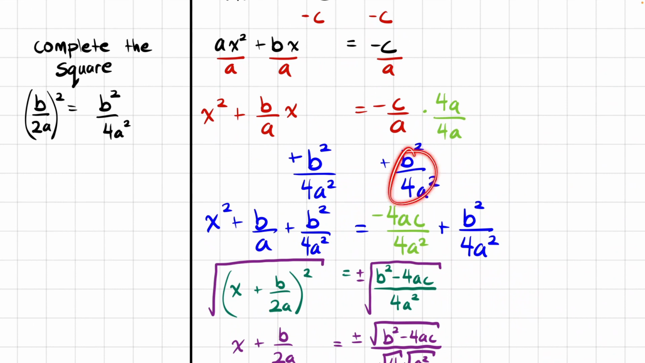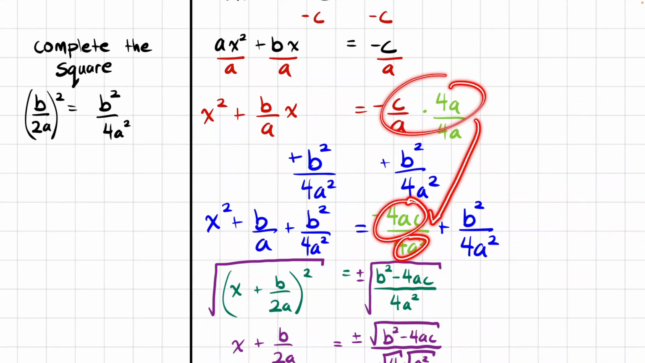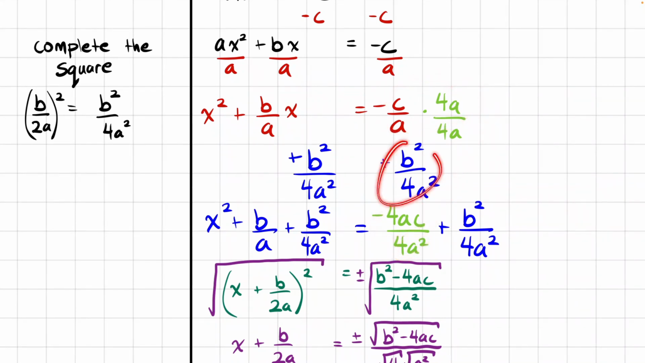In order to add this, I need to have a 4a squared on the bottom. You'll notice that I'm missing a 4 and a squared, so I need a 4 and an a to make this a 4a squared on the bottom. So I multiply by 4a over 4a, and it turns to a negative 4ac over 4a squared from here to here, right? We're all nodding our heads. You're following along. I originally add this b squared over 4a squared, and when I add these together, I get b squared minus 4ac right in here.